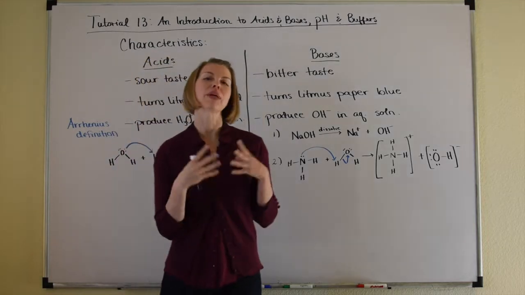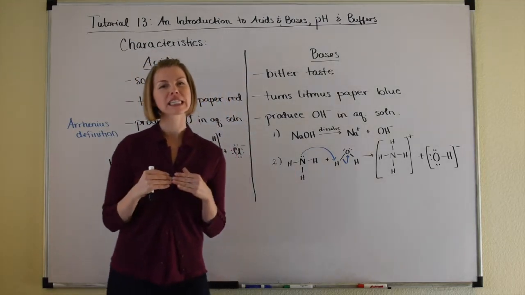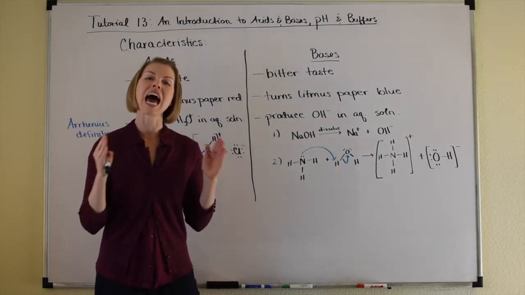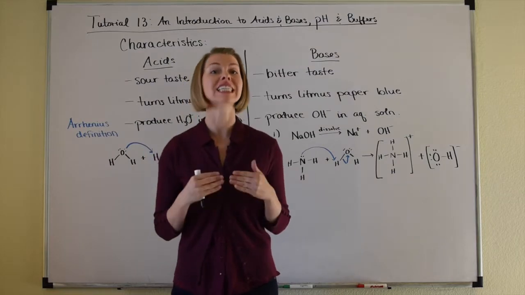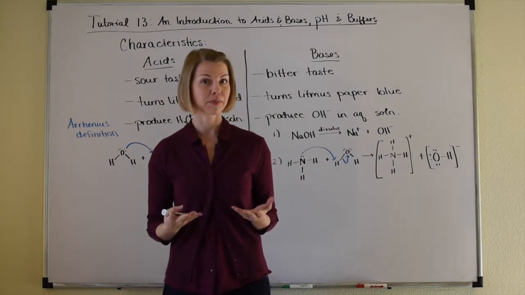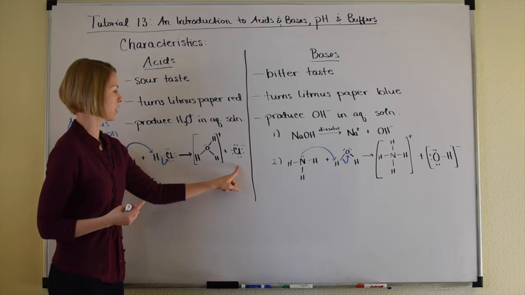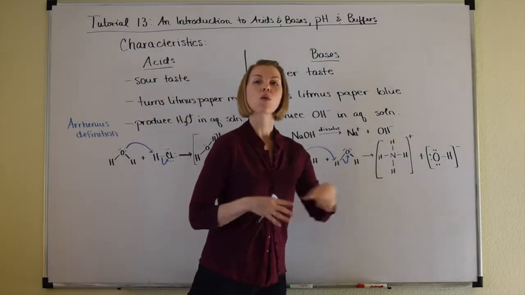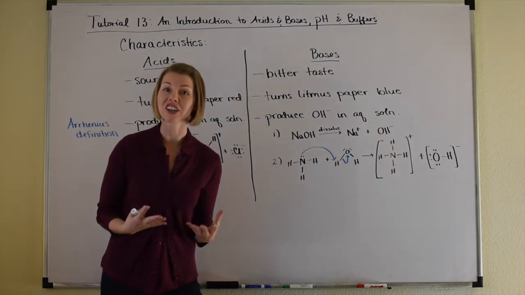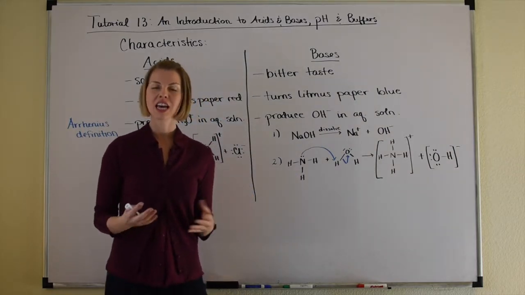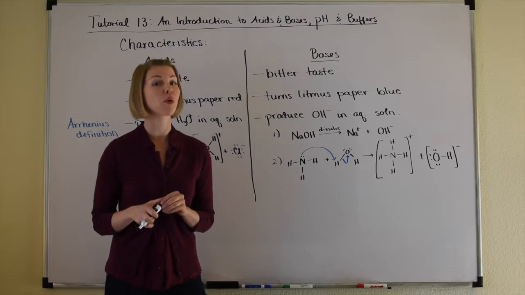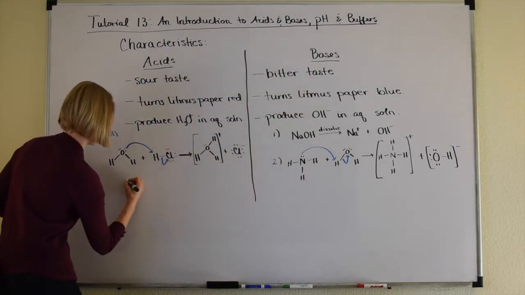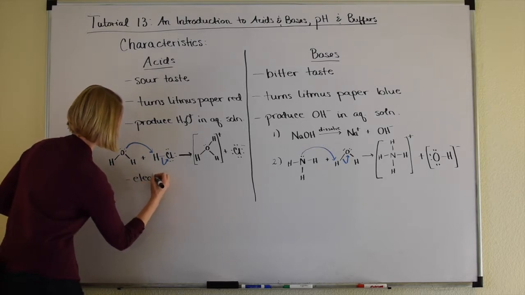Now electrolytes are substances that can produce cations and anions in solution and are therefore capable of conducting electricity. Well, notice what we have here with our acids and our bases. We have the formation of ions in solution. So acids and bases are both classified as electrolytes. I'm going to write that right here, electrolytes.